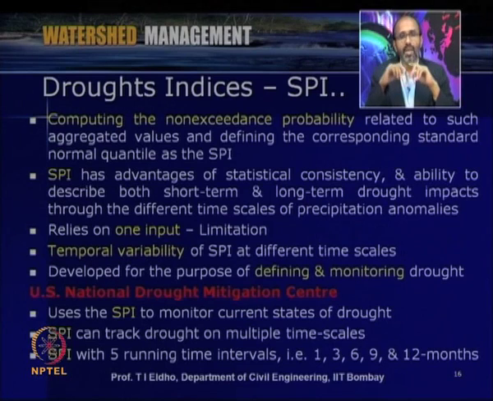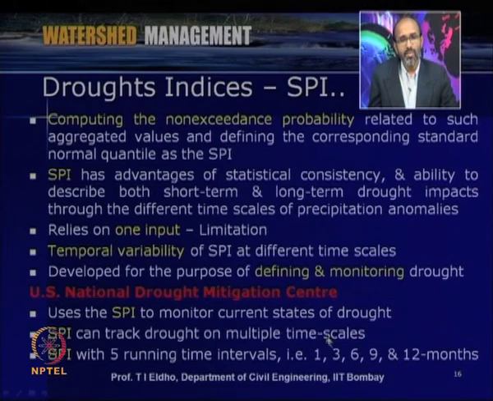So, this is one of the most commonly used drought analysis techniques, the standardized precipitation index, since it is much simpler, easy to understand and easy to derive for a particular area. For example, the US National Drought Mitigation Center uses this SPI to monitor the current state of droughts, and SPI can track drought on multiple time scales, with running time intervals like 1 month, 3 months, 6 months, 9 and 12 months.